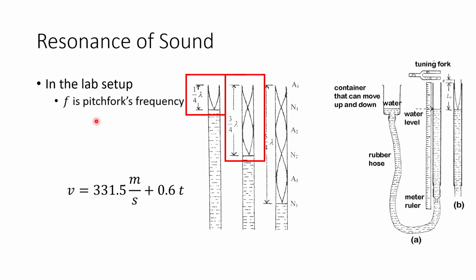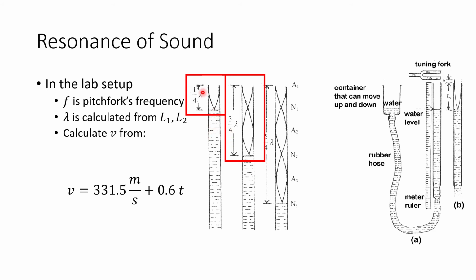So where F is the pitchfork frequency. A pitchfork is like a tuning fork, so it is supposed to produce one singular frequency that is being resonated in the tube, and then lambda, you can actually calculate it from the L1 and L2, which is the height at which you hear the loudest noise. So the first time you hear the loudest noise, you call that L1, and the second time you call that L2. So you know that L1 is 1/4 lambda and L2 is 3/4 lambda.